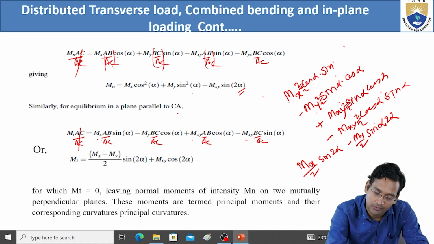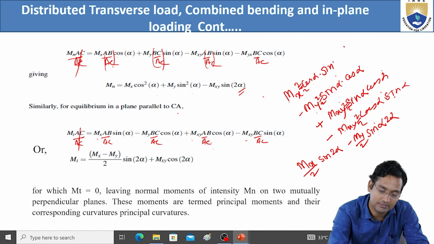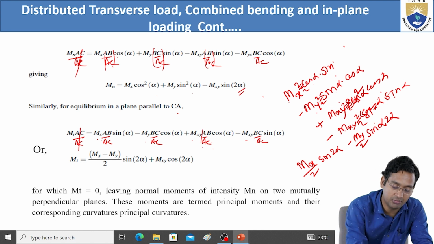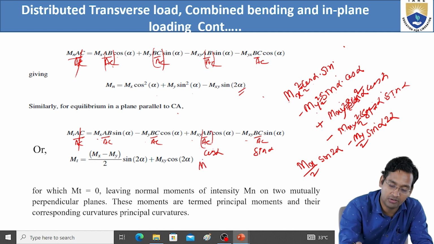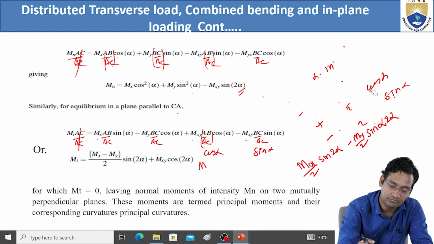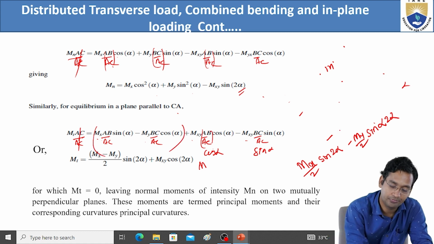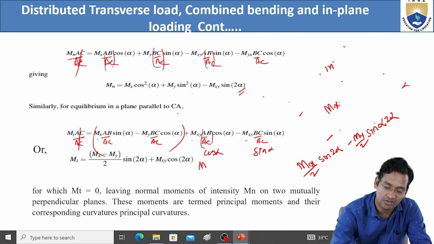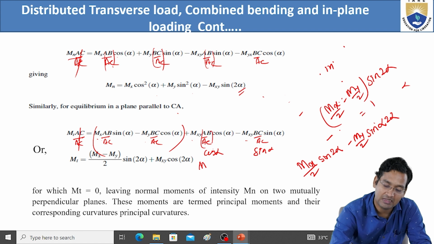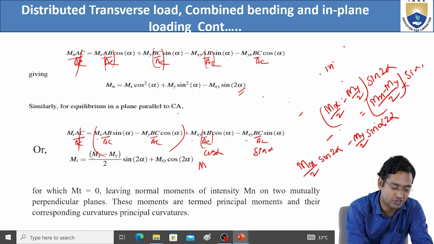Let me solve again. Here AB by AC is cos alpha and this is sin alpha. So for this part, first we are doing this. This is Mx by 2 minus My by 2 into sin 2 alpha, or simply you can write Mx minus My by 2 into sin 2 alpha. So this first term we got.